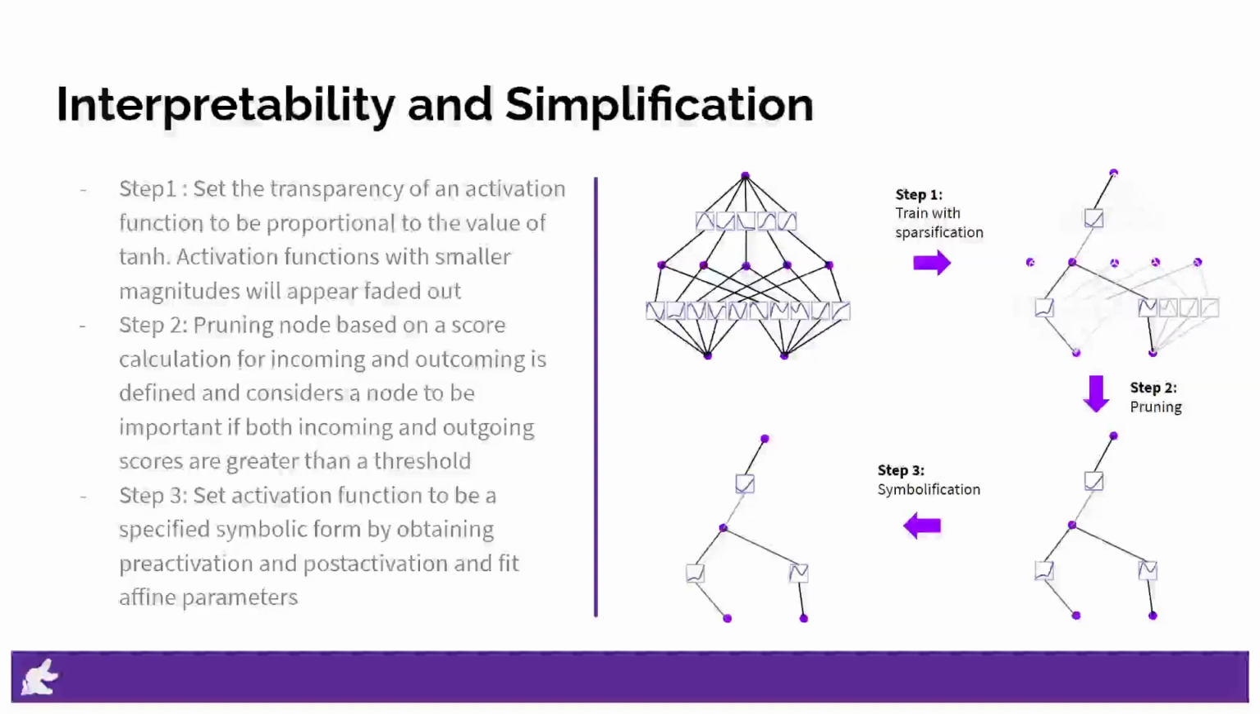When we want to visualize a KAN and understand the relative magnitudes of its activation functions, we can adjust the transparency of each function. To achieve this, we set the transparency of an activation function to be proportional to the value of tanh. By doing so, activation functions with smaller magnitudes will appear faded out, allowing us to emphasize and focus on the more important ones. This technique provides us with a clear visual representation of the significance of each function within the KAN.